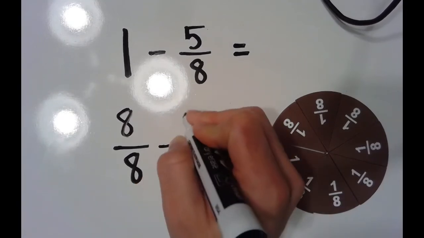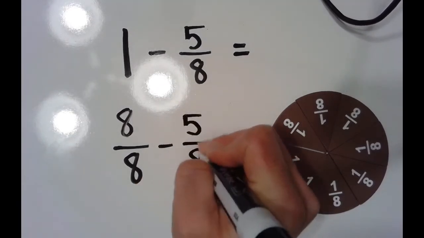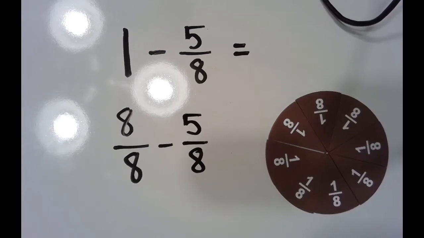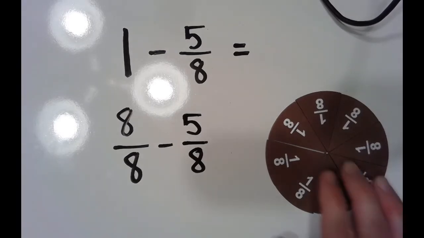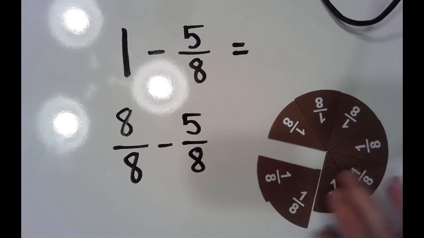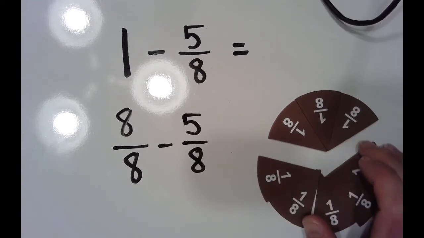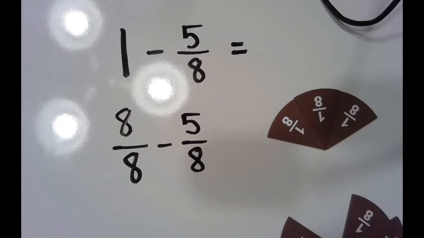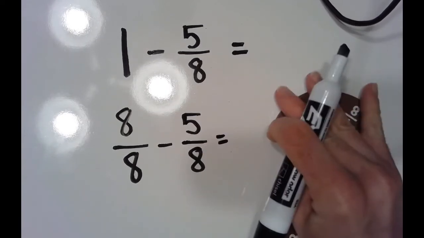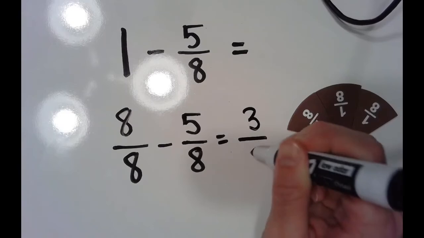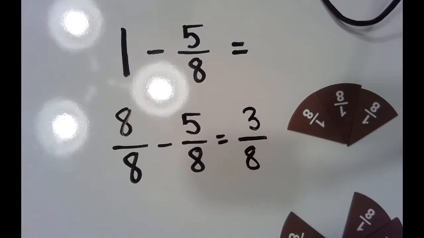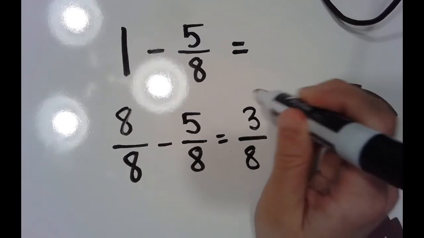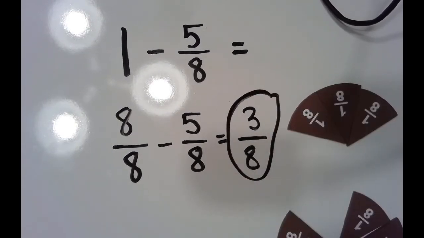I am going to eat 5/8, so I'm going to take 5/8 away, and you could see me do that. I could actually take them away. I'm going to take the 5/8 away, and you can see that I am left with 3/8 left. Remember, my denominator does not change. The pieces are still broken up into 8ths. So I now have 3/8 of my pizza left.